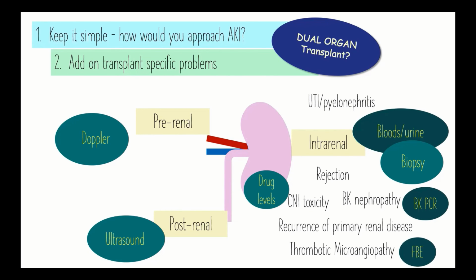And a really easy tip is if someone has a kidney transplant and a pancreas transplant together, the easy way to check on the health of the pancreas is to do a lipase and a glucose. So just in case that comes up for you. So that was how to approach renal allograft dysfunction.